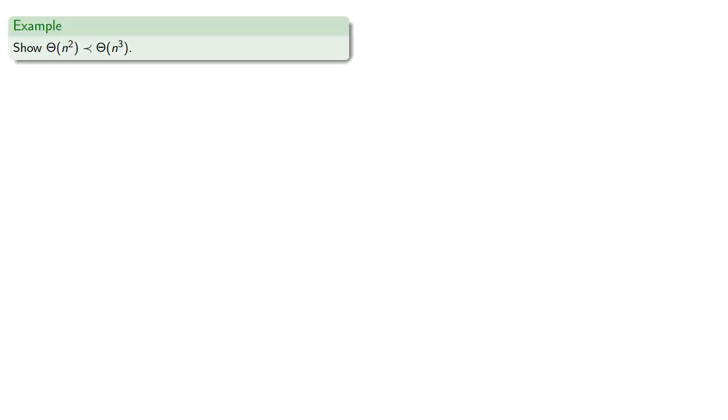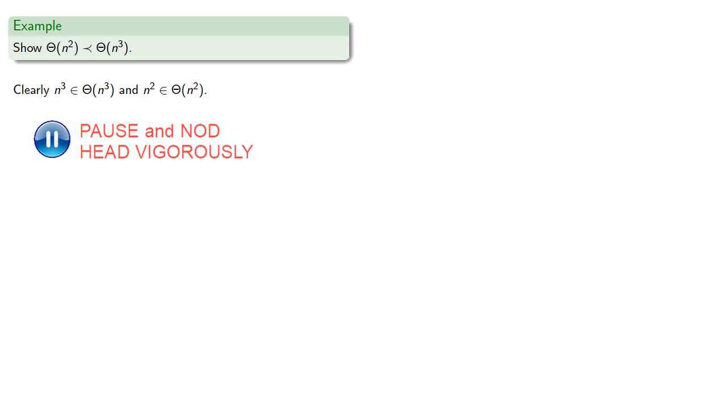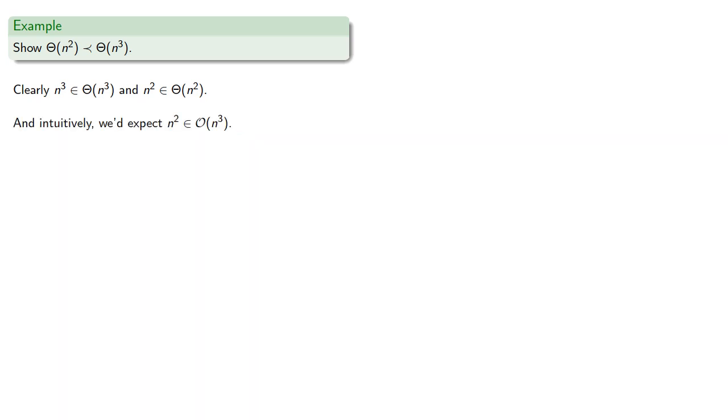For example, we can show that order n squared is smaller than order n cubed. Now, clearly n cubed is theta of n cubed, and n squared is theta of n squared. And intuitively, we'd expect n squared to be big O of n cubed, but we should prove it.